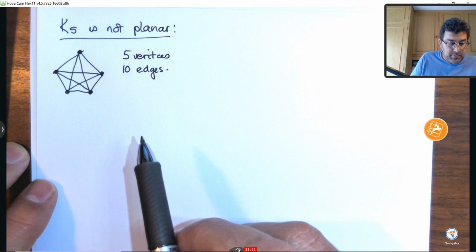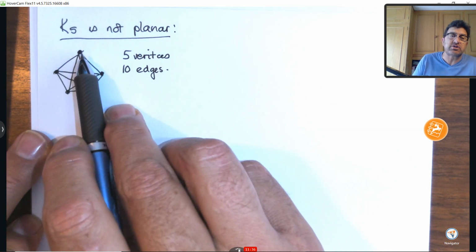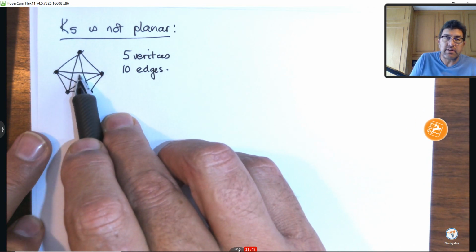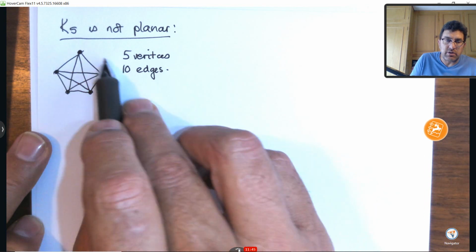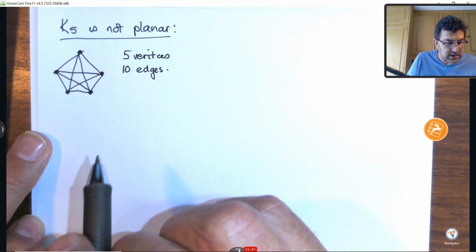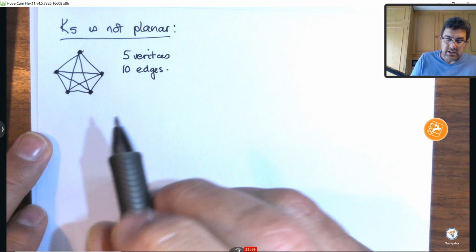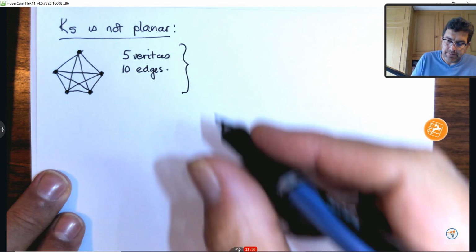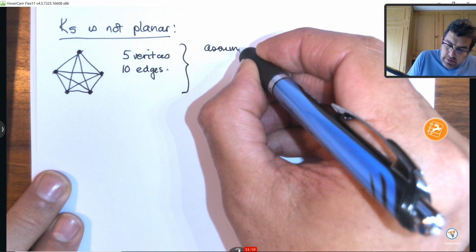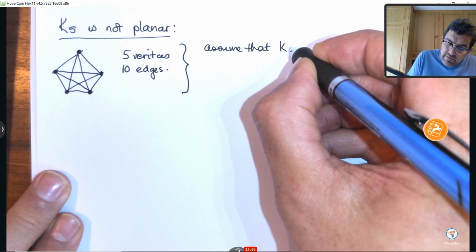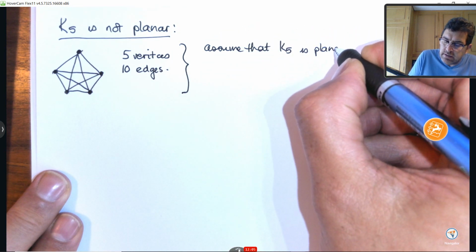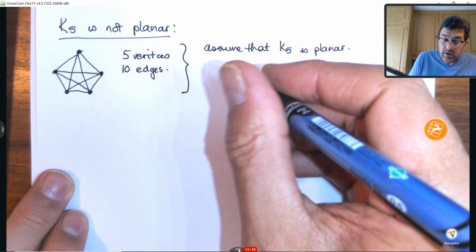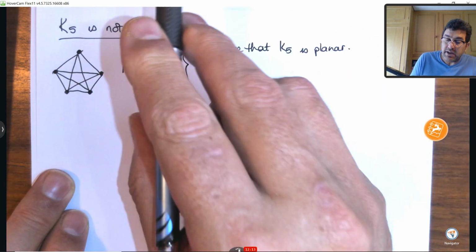Is it planar? Well, to answer that question, we have to answer, can we move things around here so that they do not cross? Can we redraw this graph so that it does not cross? So let's prove this by contradiction. Let's assume that K5 is indeed planar.